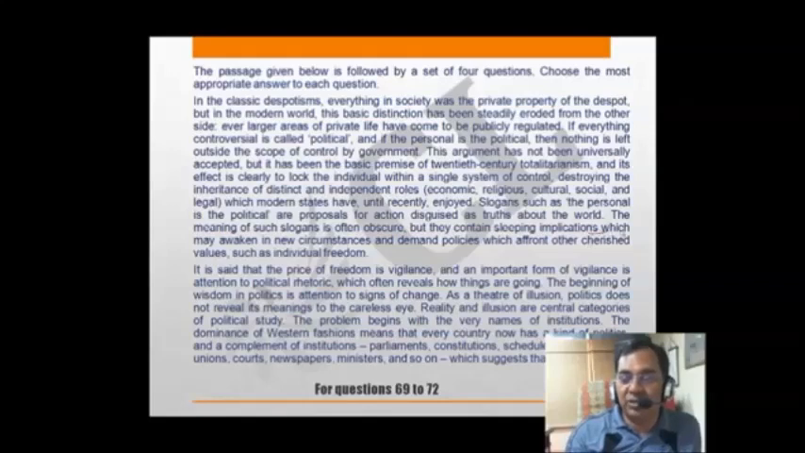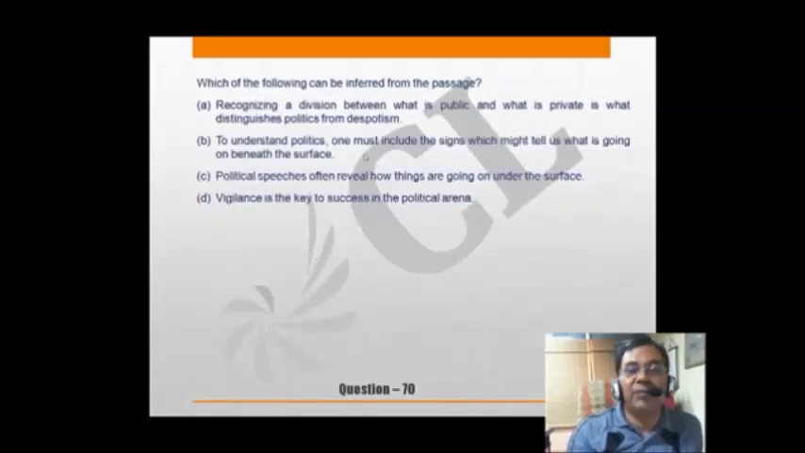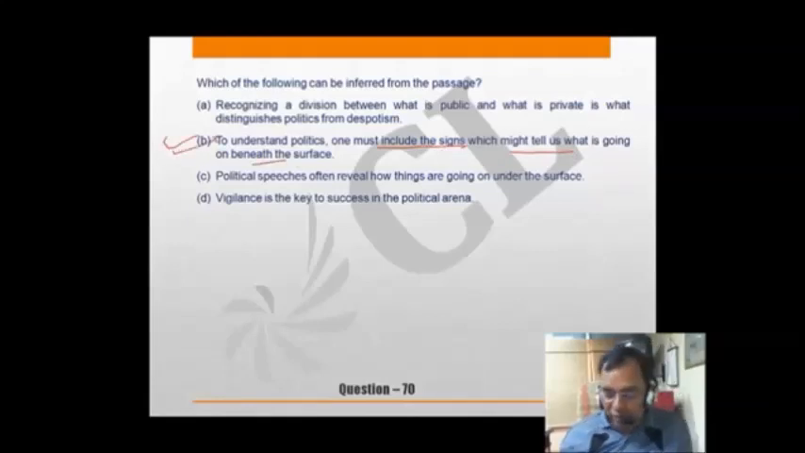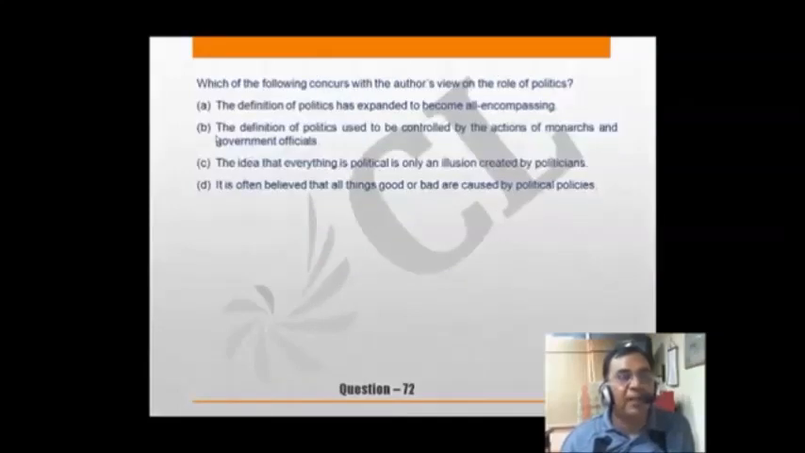Oh, politics does not change. Politics does not reveal its meaning to the careless eye. The central idea is the illusion. That means we have to understand, one must include the sense of what is going on beneath the surface, because illusions are there. So this one becomes the answer. Question 71 we had already marked. Question 72 is on the role of politics.